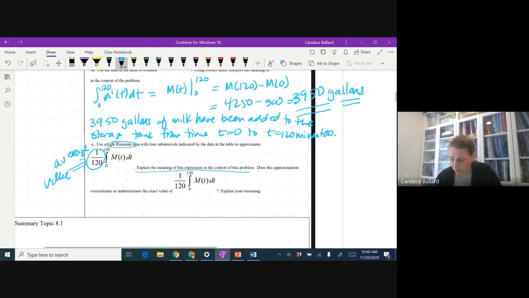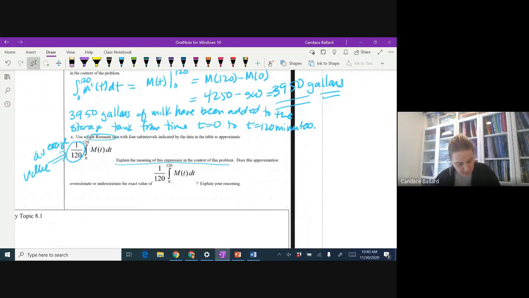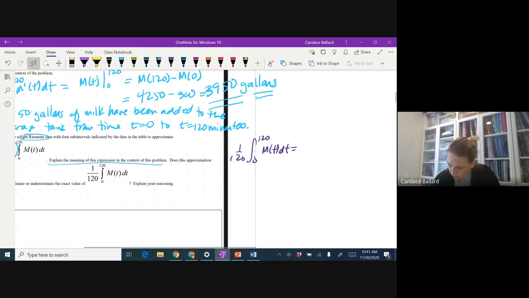So I'm going to do my work to the right here because I just don't have space to write to accommodate my handwriting, and I'm sorry about that. Put a sticky note over it. So we have 1 over 120, the integral from 0 to 120 of m of t dt. And we're using a Riemann sum, so 1 over 120 is just going to hang out in front. And then I'm supposed to be coming at it from the right.